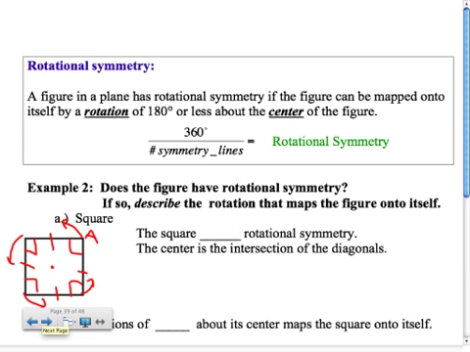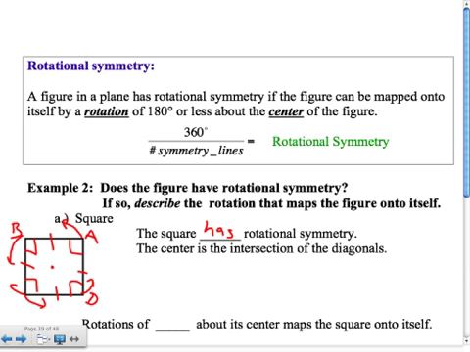Because eventually point A is going to be where point B is, and point B is going to be where point C is, and point C is going to be where point D is, and point D is going to replace point A. And when all of that happens, we're going to know that it does have rotational symmetry. So the square has rotational symmetry. The center is the intersection of the diagonals.